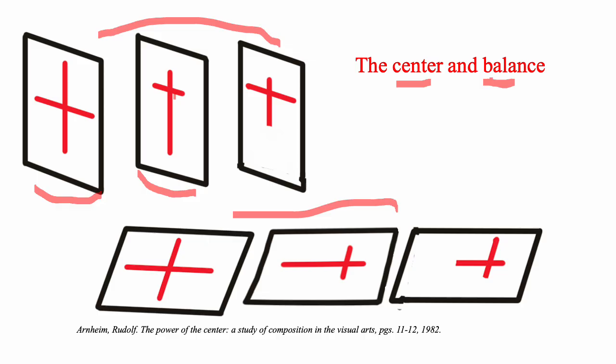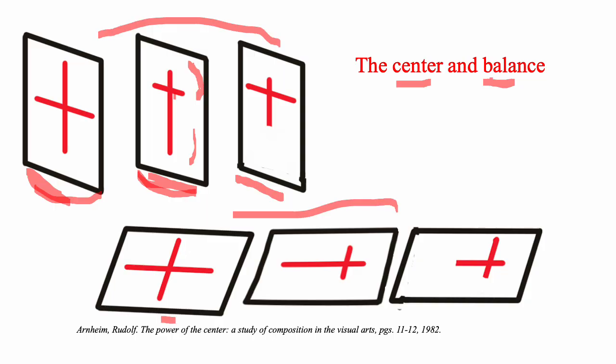The horizontal cross should be smaller, and the higher it is, the smaller it should be, because the top of a picture has more visual weight than the bottom of the picture. So this looks well balanced, this much less so. This does not look balanced because the horizontal bar is too long compared to the vertical bar.